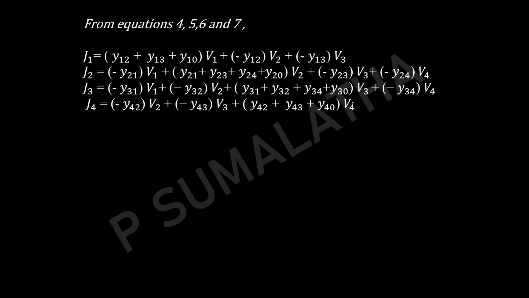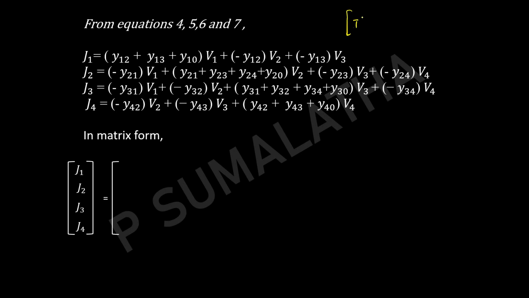Now the next step is to represent these network equations in matrix form. The left hand side will be the current values, that is J1 to J4, the bus currents. In general, current I equals the Y matrix into the V matrix. So here we have I1, I2, I3, I4, and here you will have V1, V2, V3, V4. In between, we need to form these admittance values.